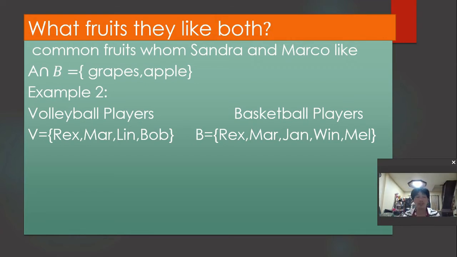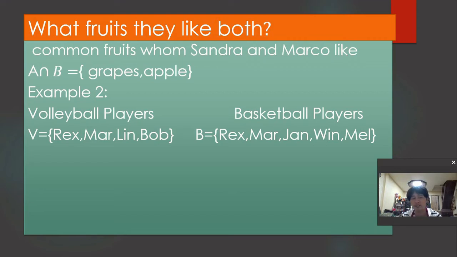Let me ask you now, how are we going to answer if you are asked what is set V intersection set B? How are you going to answer? Now, to answer this, all you have to do is write down the common names on both sets, the names which are in common on the two sets.